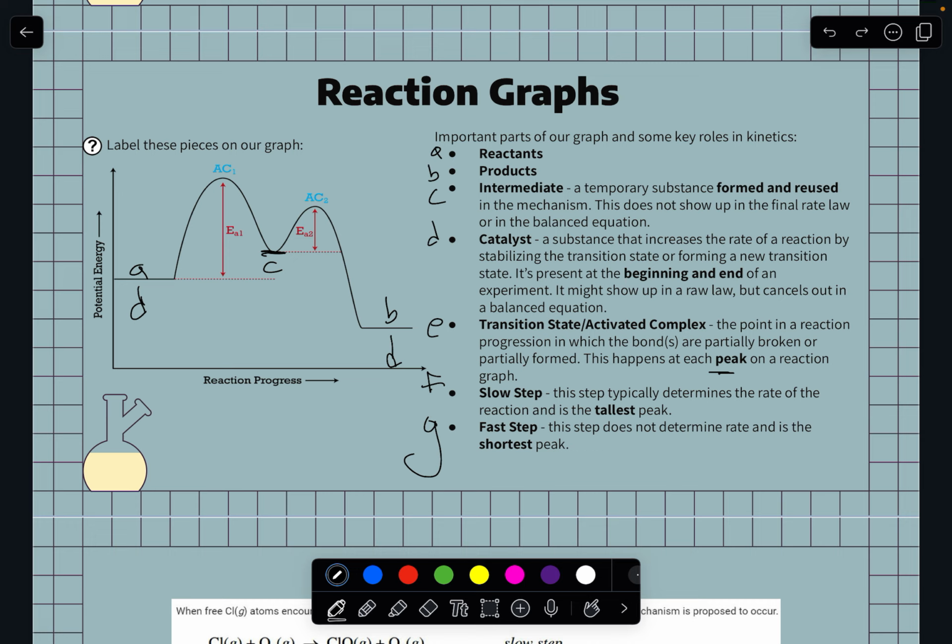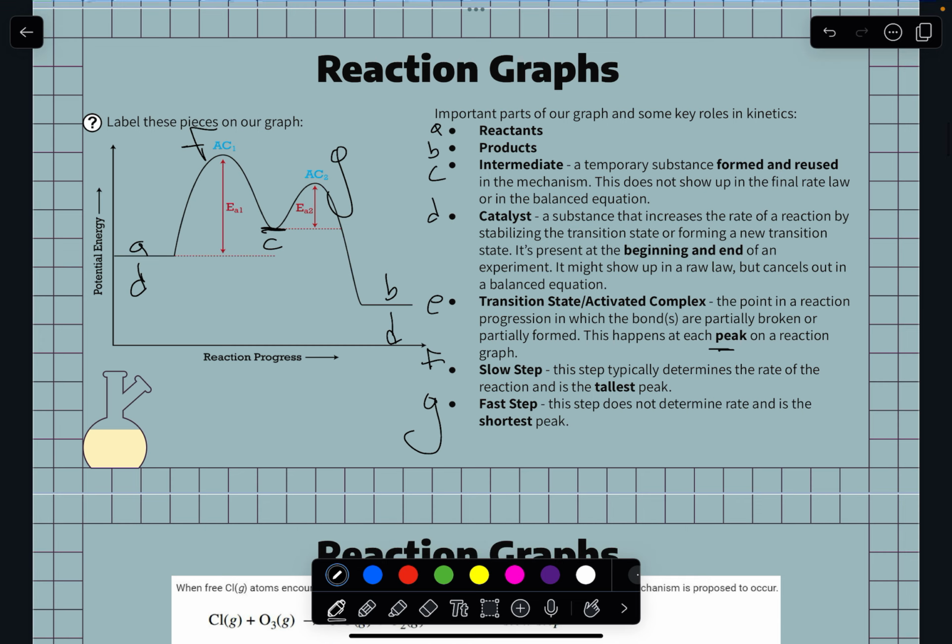All right, and then the last two are the slow step and the fast step. These will have to do with the rate, which we'll talk about in a minute. But the slow step is going to be your tallest peak. The fast step is your shortest peak. So our tallest peak here is AC1. It's going to be our slow step because it needs more energy, so it's slower. And then AC2 is our fast step, so it's going to be G. So that's how your graph should be labeled.